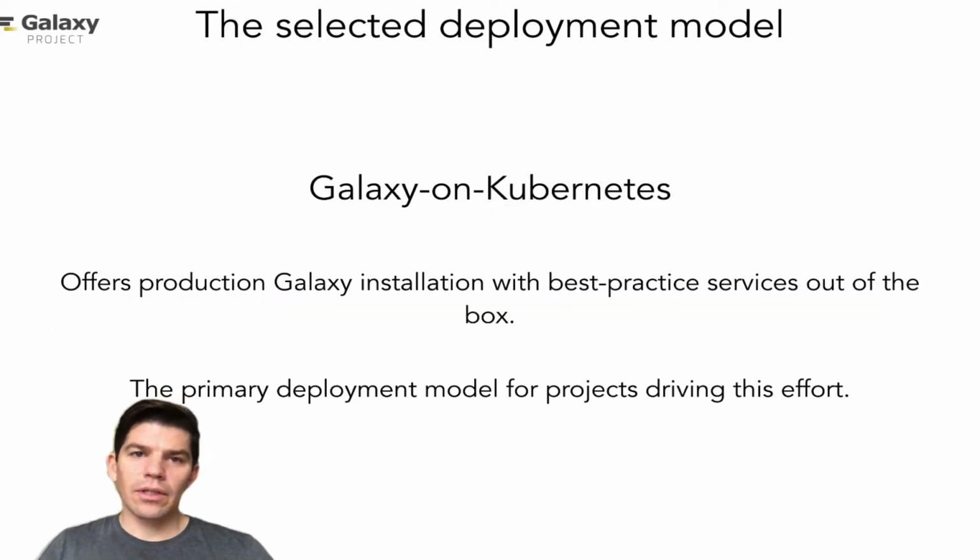And so the deployment model that we selected for this particular engagement was Galaxy on Kubernetes. The reason we chose this is because it offers a production deployment of Galaxy with best practice services out of the box. With a handful of commands, you can get everything that a production-grade Galaxy requires. And secondly, this particular deployment model is the one used for the driving projects, namely Galaxy for Cancer and Anvil. And as a result, again, that inspired our decision-making.